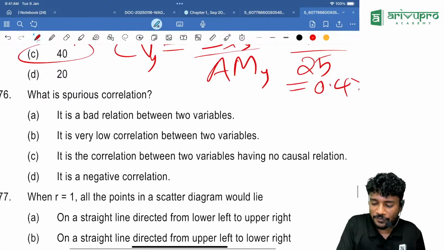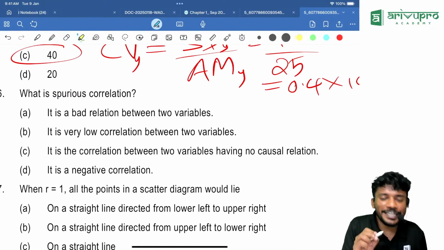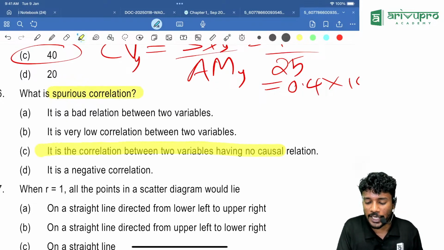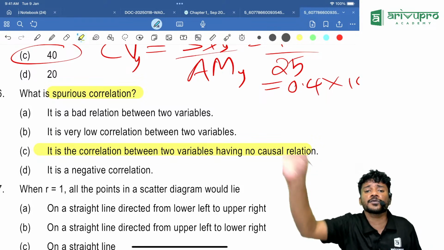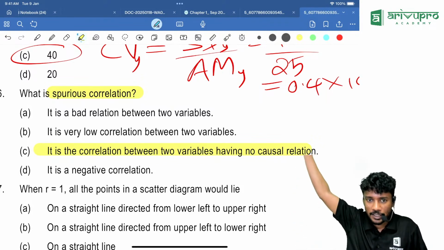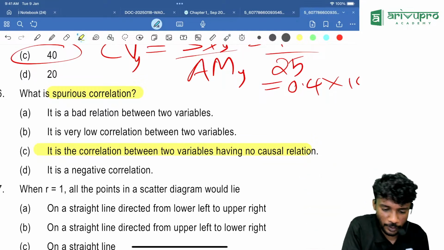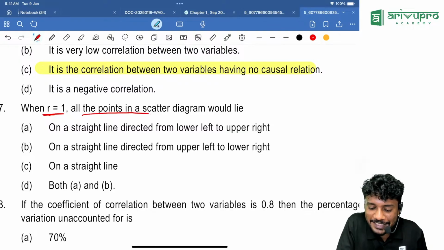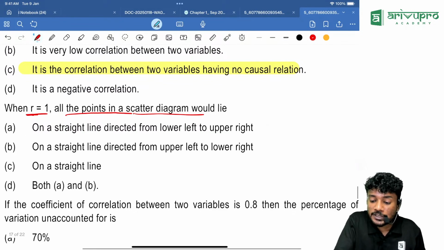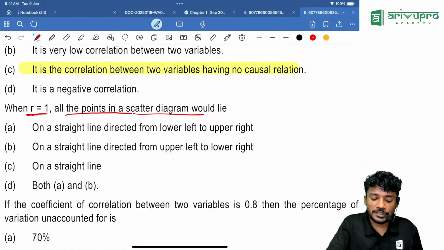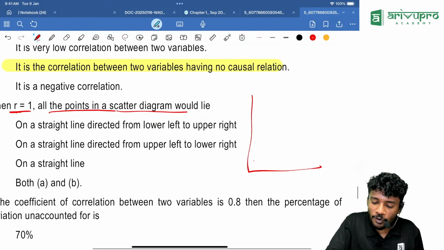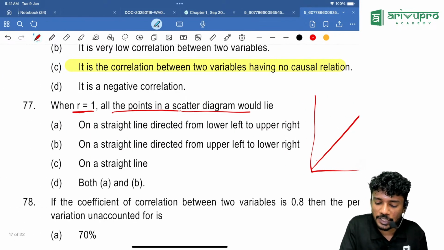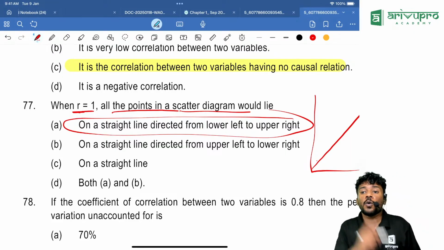Now, did we discuss this? Yes, we already discussed this. What is spurious correlation? It is the correlation between two variables having no causal relationship, like age and weight, then age and height, likewise. Next one. When r is equal to 1, all the points in a scatter diagram would lie. Is it positive correlation? Yes, perfect positive correlation. It will go from lower left to upper right, on a straight line directed from lower left to upper right.